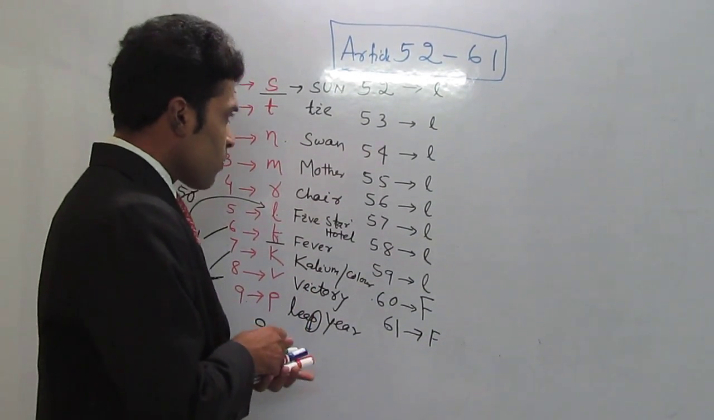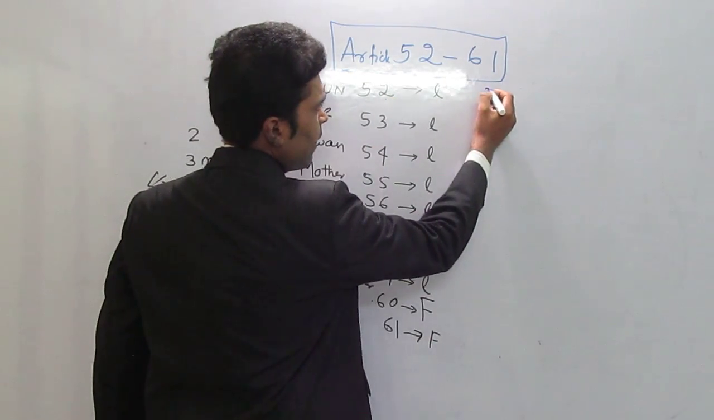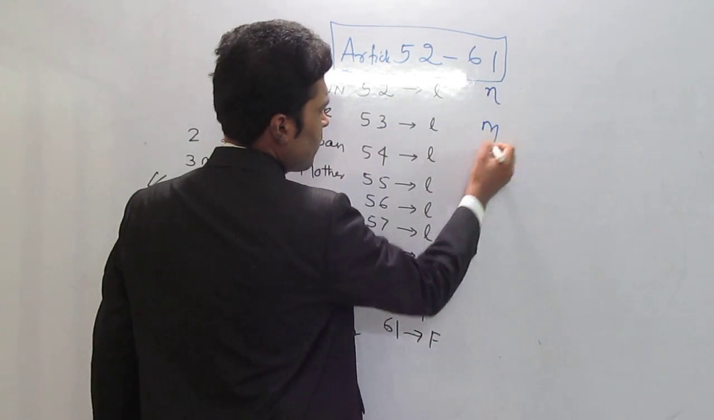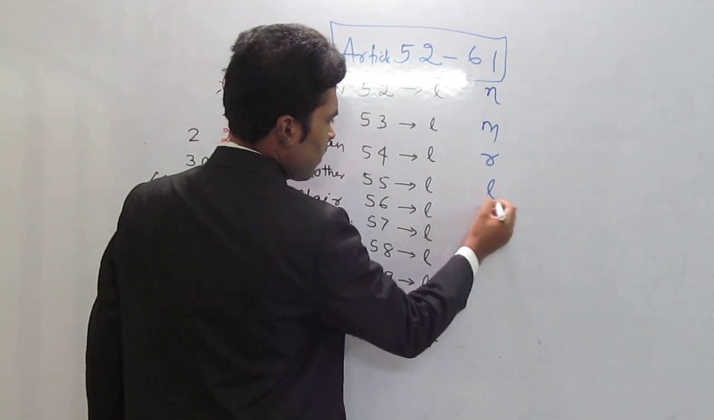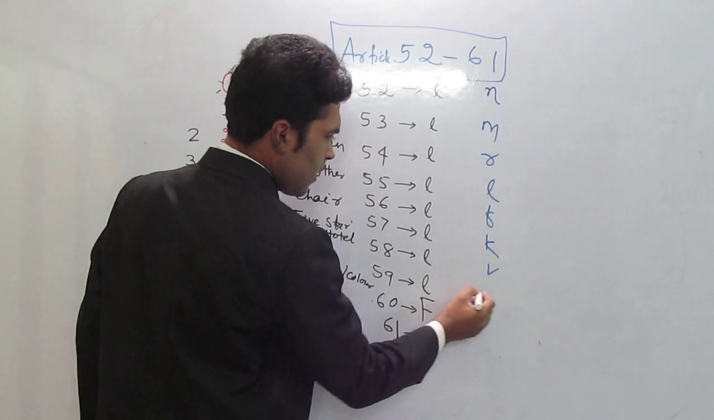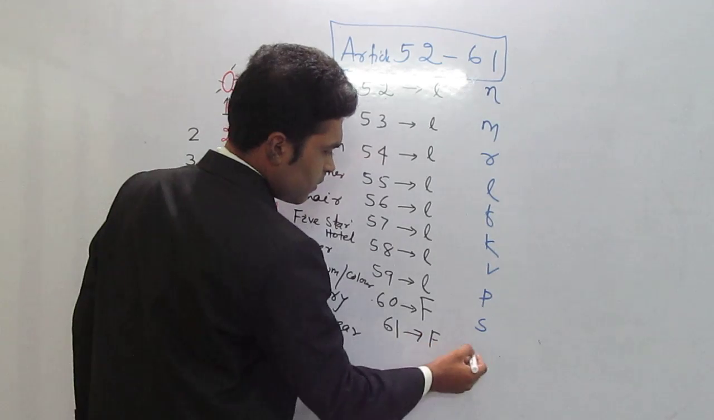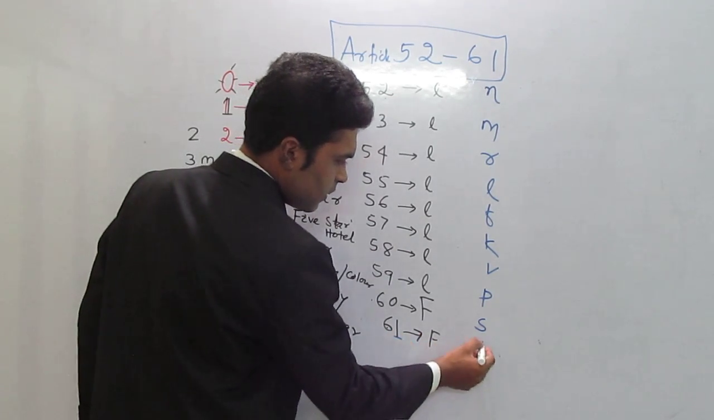And now I have to fill other digits. For 2, I have taken N. For 3, M. 4, R. 5, L. 6, F. 7, K. 8, V. 9, P. And for 0, that is S. And for 1, that is T.